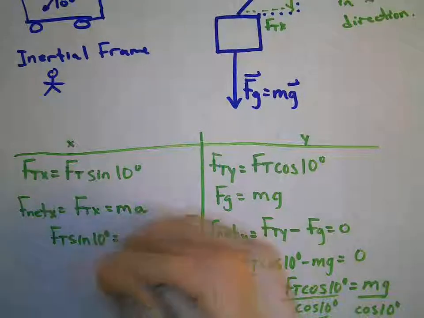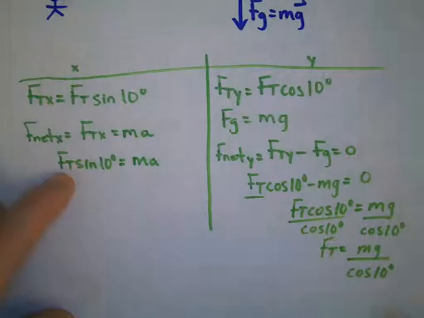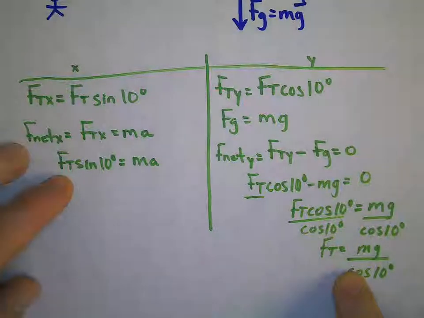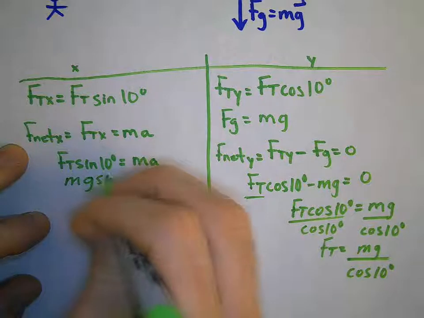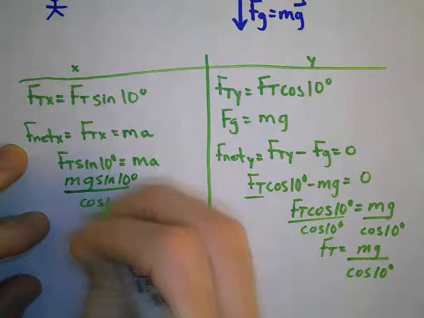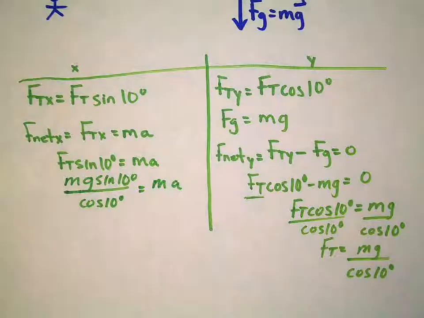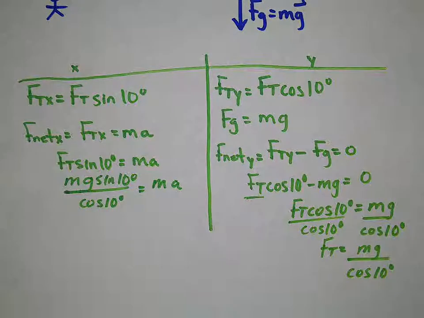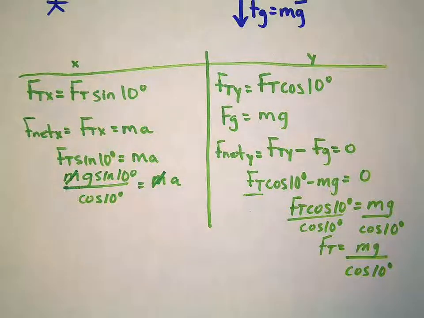I have Ft in the x direction. We solve for Ft in the y direction to give us an equation for it. We make that substitution. So that tells me mg sine 10 degrees over cos 10 degrees is my mass times acceleration. And doing some nice manipulation of this formula, the m's cancel out. And we notice that we have sine 10 degrees, cos 10 degrees.